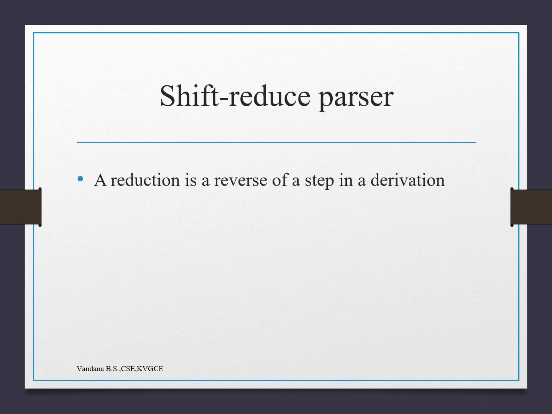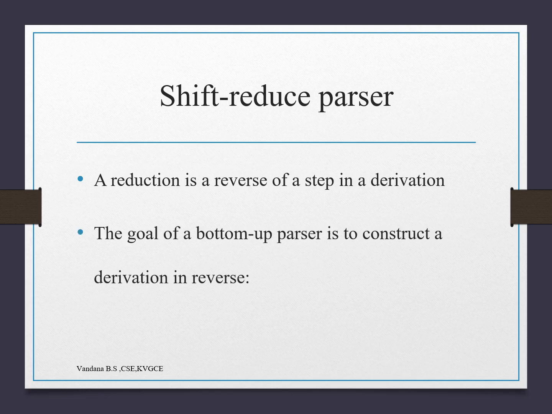A reduction is a reverse of a step in a derivation. The goal of a bottom-up parser is to construct a derivation in reverse. Let us consider the start symbol. Start symbol E derives T. T in terms derives T star F. Then T star F is replaced with T star ID. Then it is replaced with F star ID. Finally, it is ID star ID. This derivation is, in fact, a rightmost derivation.